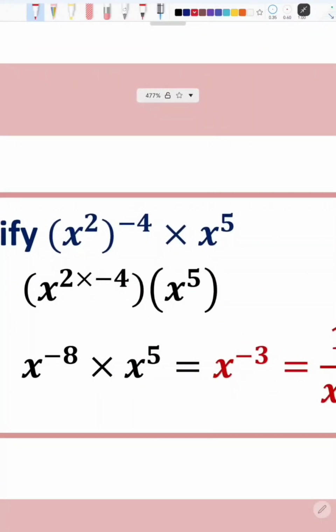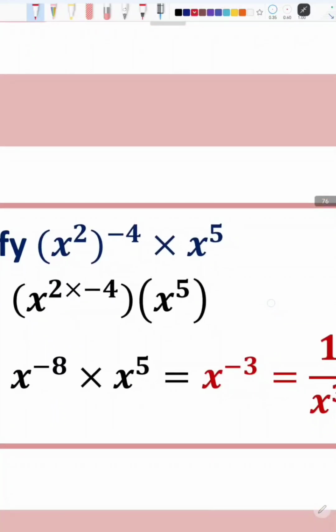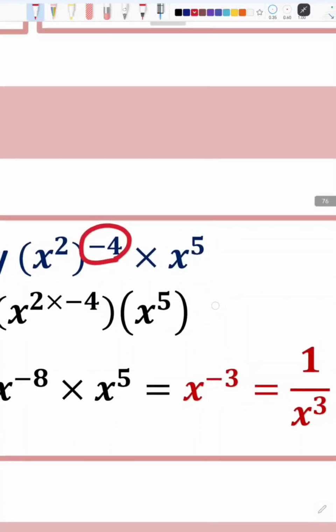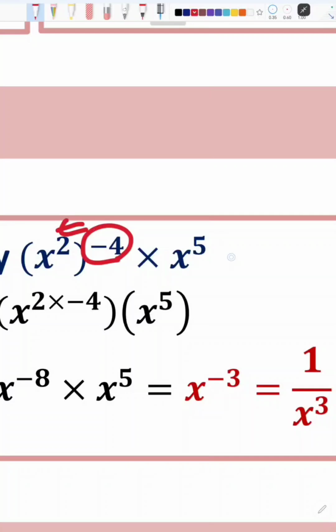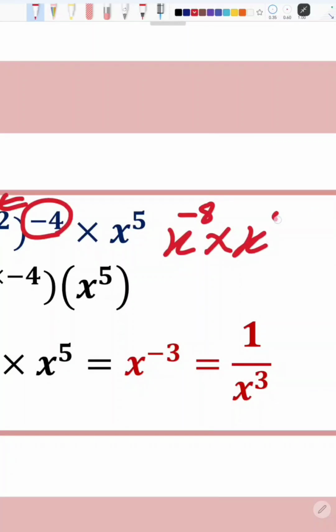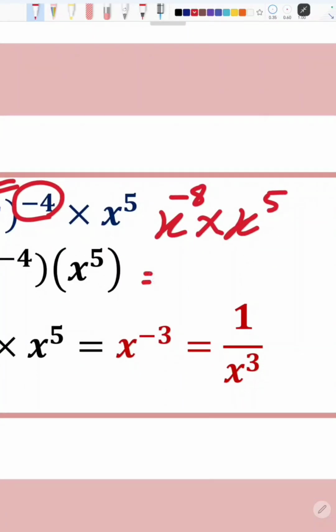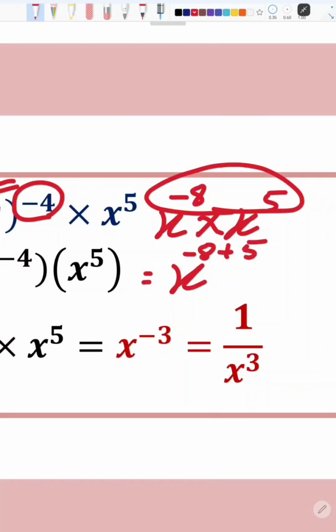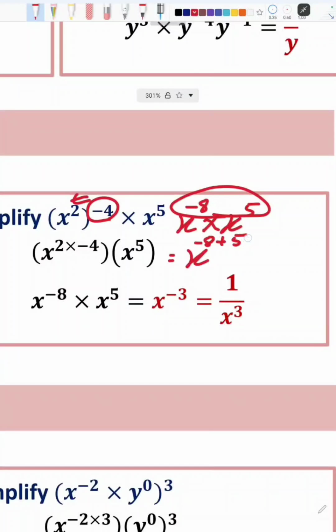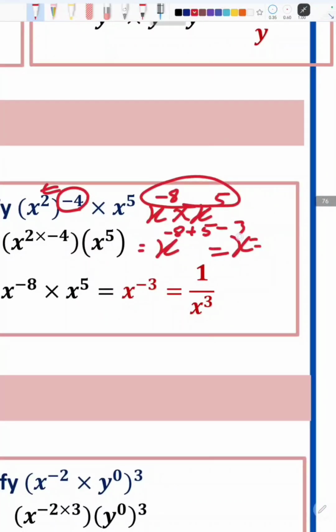For this example, x power 2 inside the parenthesis, power negative 4, times x power 5. Here you have a negative power, so multiply power raised by another power. It will be x to the 2 times negative 4, negative 8, times x power 5. So now you have the same base, add the exponents. It will be negative 8 plus 5. Negative 8 plus 5 equals, different signs, subtract them, x power negative 3. Can I keep it like this? No, you have to flip it because you have a negative power, so it will be 1 out of x power 3.